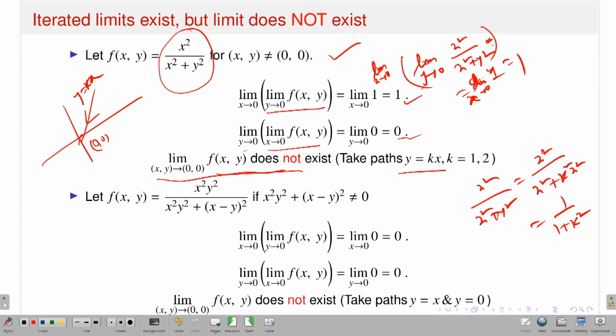So that means if I approach (0, 0) along two different paths, say y equal to k1 x and y equal to k2 x, then the corresponding values of the function approach two different limits. One is 1 by 1 plus k1 square, another is 1 by 1 plus k2 square. So I am approaching the origin along two different paths, but the value of the function approaches two different limits, and therefore the limit does not exist.